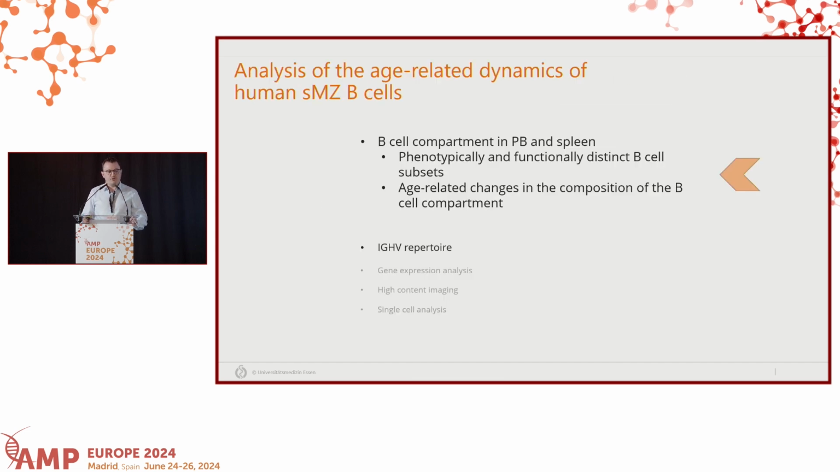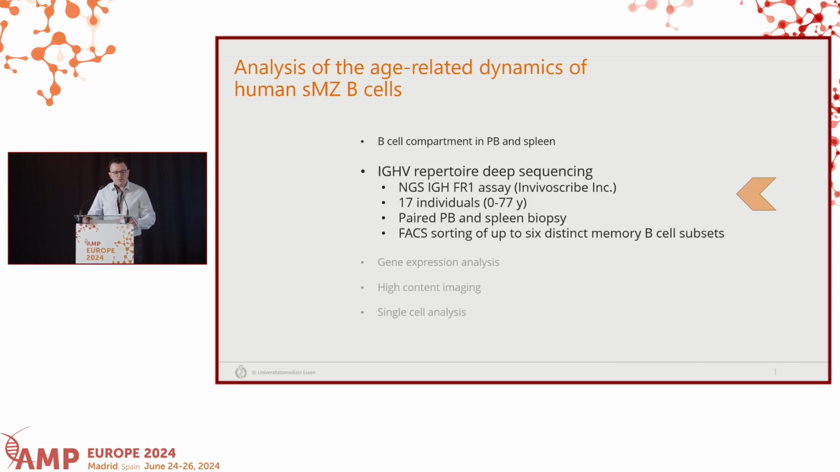So in summary, from this first part, I hope I could convince you that these B cell subsets that we investigate here are both phenotypically and functionally different. And that the composition of the B cell compartment, both in spleen and blood, changes throughout life, and these changes might contribute to the increased susceptibility to infection in the risk groups. Next, I will focus on the B cell receptor deep sequencing analysis that we performed.